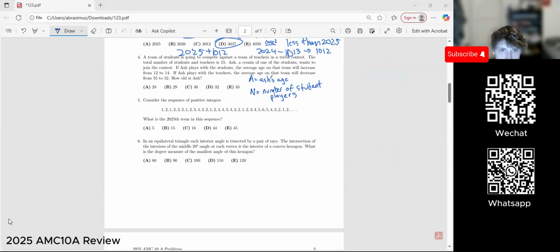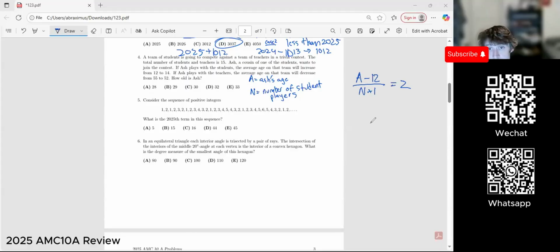So let's read these sentences very carefully. If Ash plays with the students, the average age on that team will decrease from 12 to 14. So Ash's contribution from the new mean is going to be equal to 2.